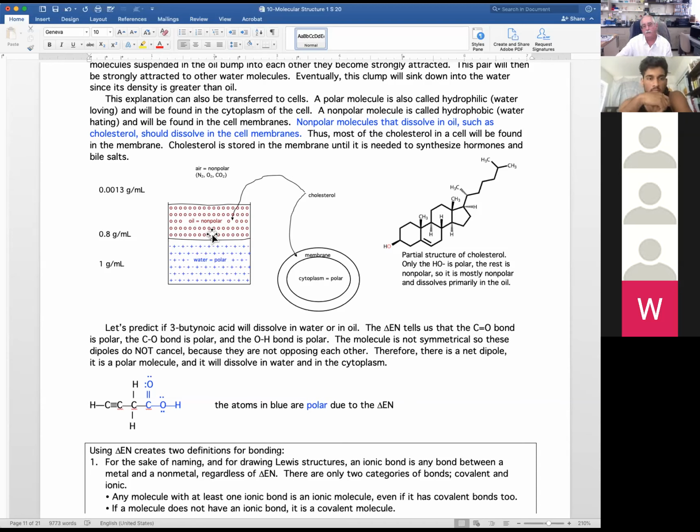Okay, now what is the analogy to a cell? The water is analogous to the cytoplasm. The oil is analogous to the membrane. Where am I going to find most of the cholesterol in a cell? It's going to be in the membrane, isn't it? So now we're going into the concepts of biochemistry.